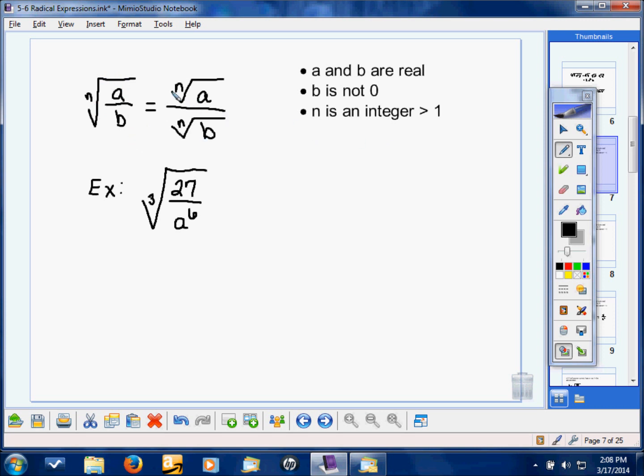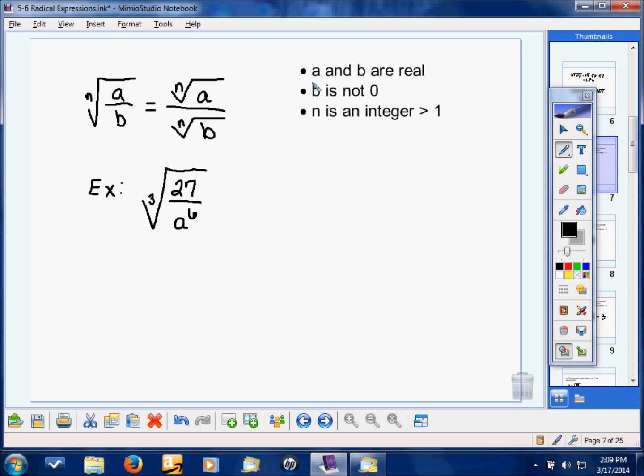Now, it's an n, which means it's whatever number it is. If it's a square root, it's a 2. If it's a cube root, it's a 3. If it's a fifth root, it's a 5. So you'll have a number in this little leg, and then you'll have something in here and something in here.